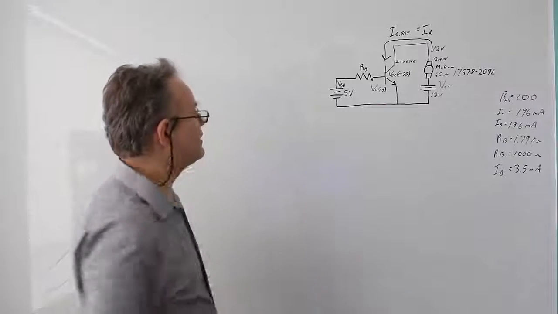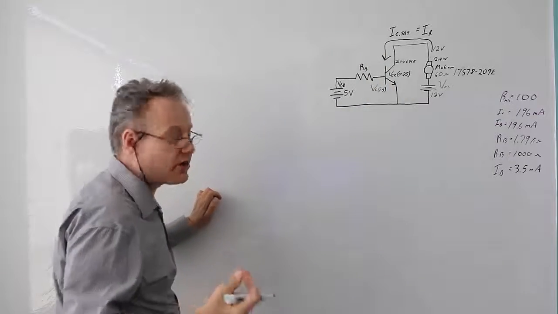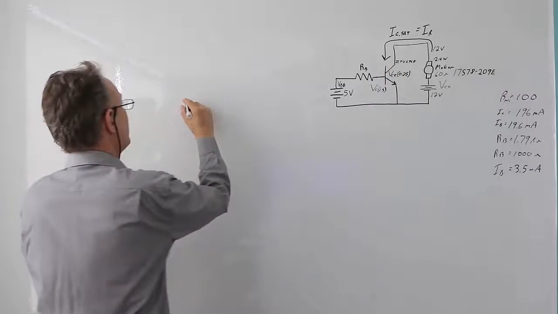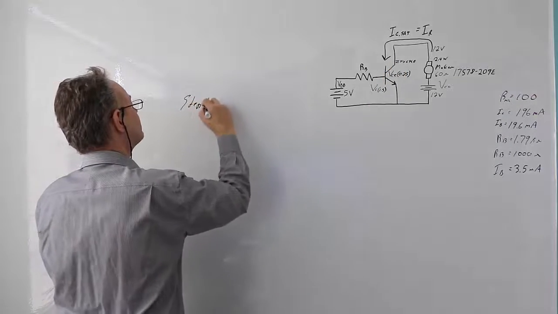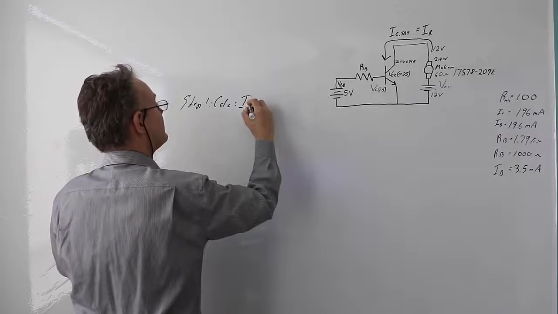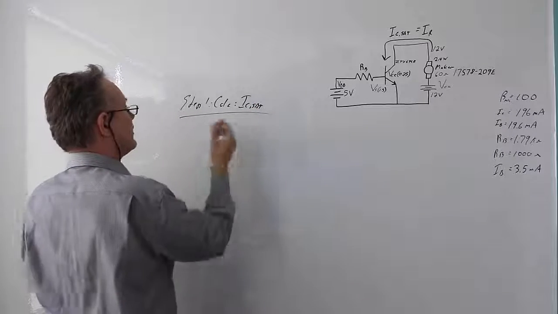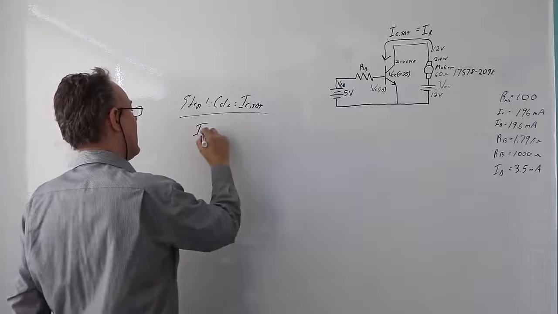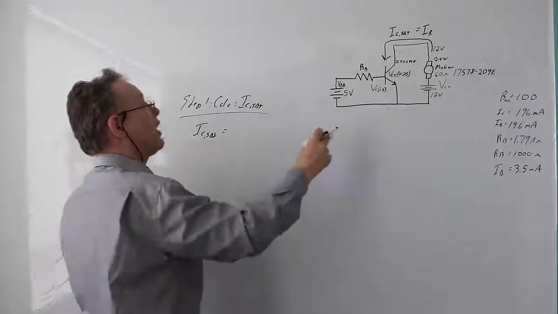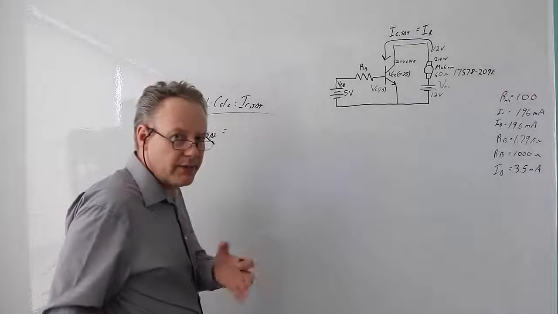Now, the first step is we have to calculate the saturation current, which is also the current that's going through the resistor, or in this case, the motor. So, step one. We have to calculate IC sat, the saturation current. And in that case, IC sat is going to equal the voltage drop across this guy divided by its resistance. It's Ohm's law.